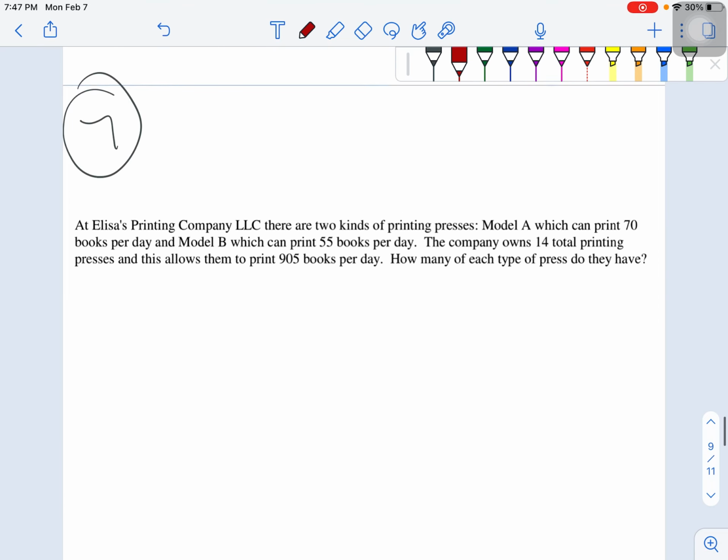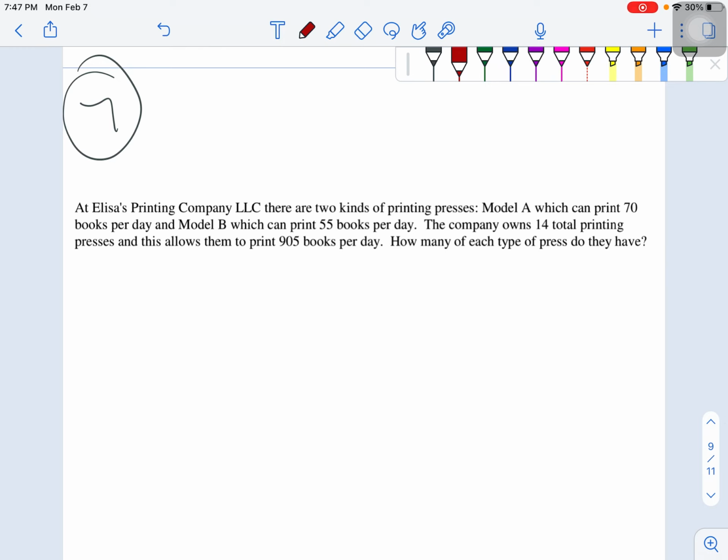Number 7 is our word problem. So first of all, we should have a key. This has a lot of points to it, so you want to have as much information down, even if you're not getting the final answer. But x is going to equal and y is going to equal. At Elisa's Printing Company, there are 2 kinds of printing presses. There's a Model A, which can print 70 books per day, and a Model B, which can print 55 books per day. The company owns 14 total presses, and this allows them to print 905 books per day. How much of each type of press do they have?